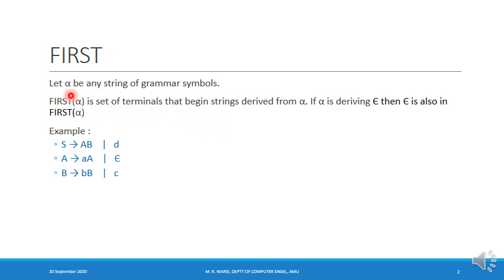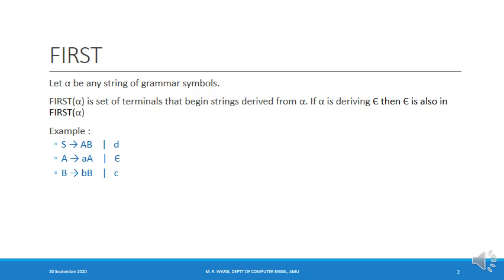First is calculated for any alpha, where alpha is a string of grammar symbols. Alpha may contain both variables as well as terminal symbols. Whatever strings I can derive from alpha, those beginning with certain terminal symbols, those terminal symbols are there in the first of alpha. If from alpha I am deriving epsilon, then epsilon is also there in the first of alpha.